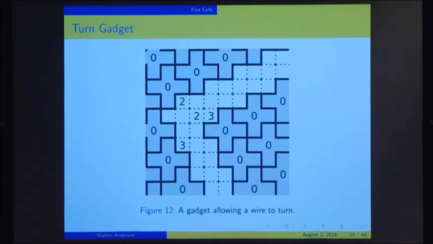So here's the turn gadget. You can see that the edges of this gadget connect to the right side and the bottom side. So this would allow a wire to turn. Now, I'll give a brief talk about why this gadget works. If you look at this highlighted 2 clue, it already has 2 heavy borders next to it, so it has to connect to the other 2 cells adjacent to it.